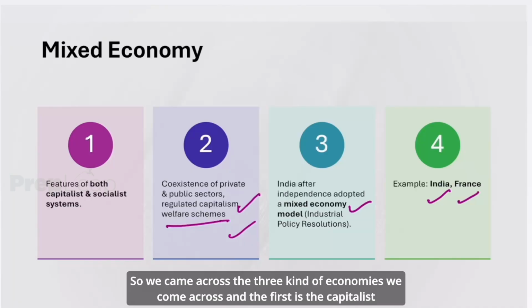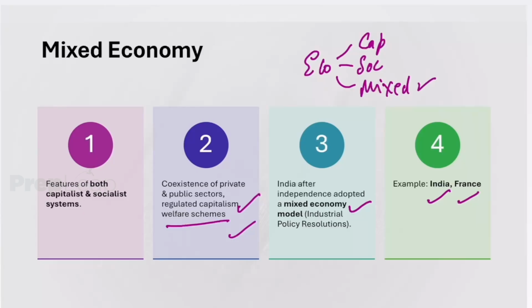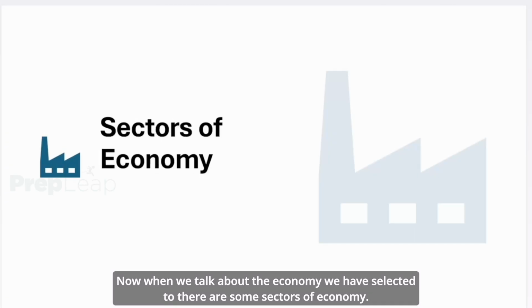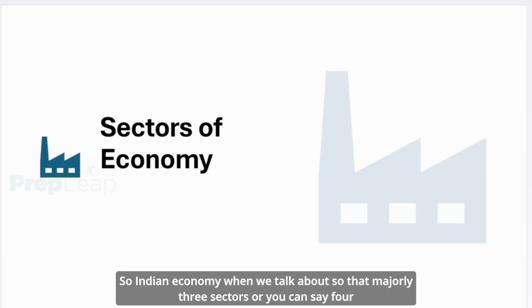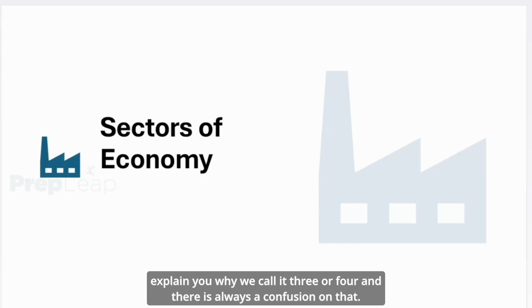So we came across three kinds of economies: the first is the capitalist one, the second is the socialist, and the third is the mixed economy. And India preferred the mixed economy. Now, when we talk about the economy we have selected, there are some sectors of the economy. So Indian economy has majorly three sectors, or you can say a fourth sector has also been added, and we'll go along and I'll explain why we call it three or four, as there's always a confusion on that.